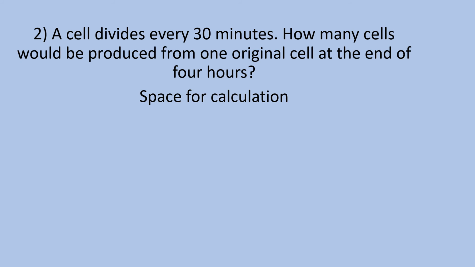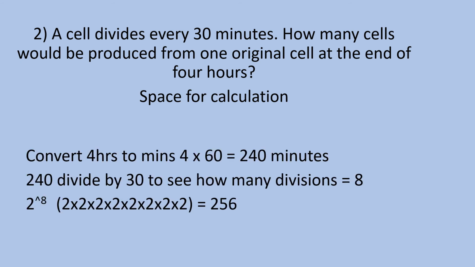So first of all, we need to convert our 4 hours to minutes, so 4 times 60, which gives you up to 240 minutes. Then we need to divide it by the minutes to find out how many divisions there was. So 240 divided by 30, so that gives you 8 divisions. So you can either do 2 to the power of 8, or you can do 2 times 2 times 2 times 2 times 2 times 2 times 2 times 2. So there should be 8 2's there, and it will give you 256.